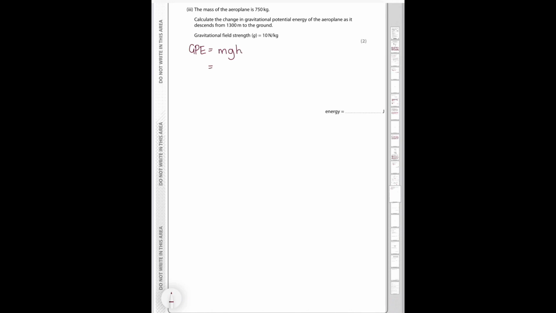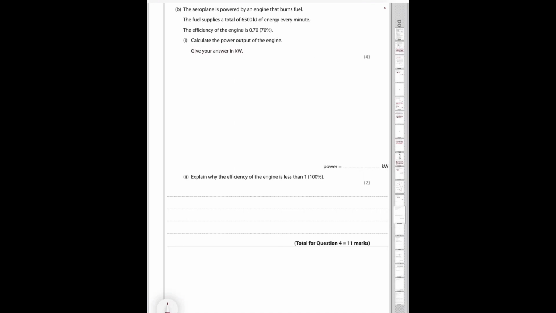And if we substitute our numbers in, we have 750 kilograms as our mass, we have 10 newtons per kilogram as our gravitational field strength, and the height is 1,300 meters. And if we calculate that out, we get an energy value of 9,800,000 joules. An aeroplane is powered by an engine that burns fuel.